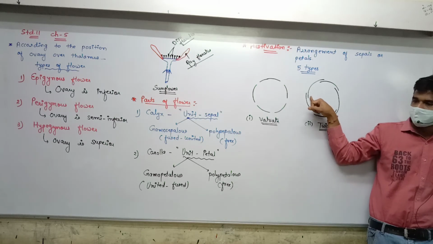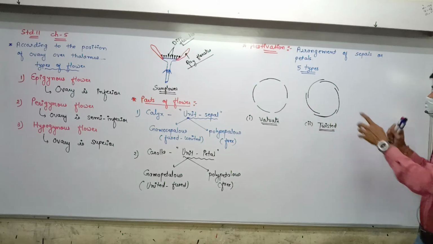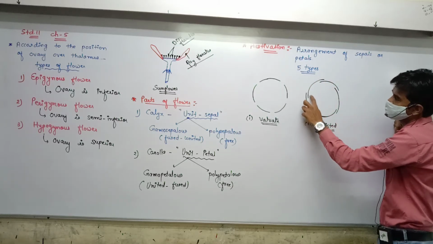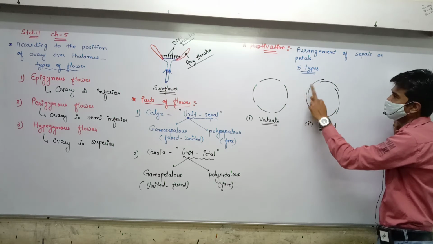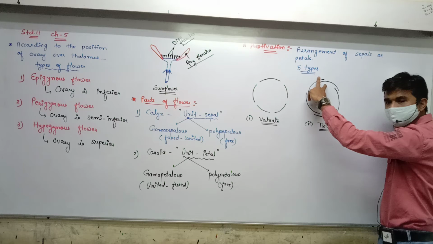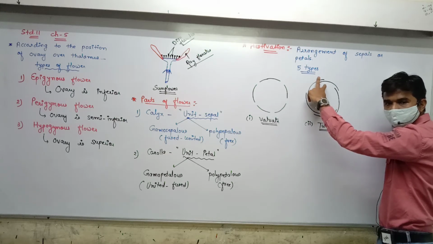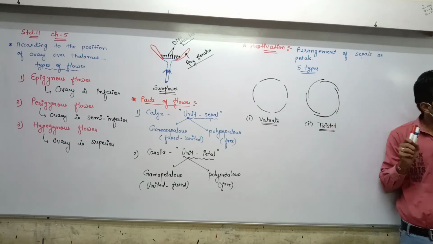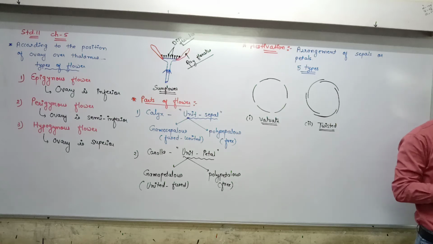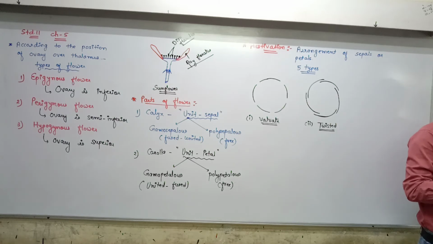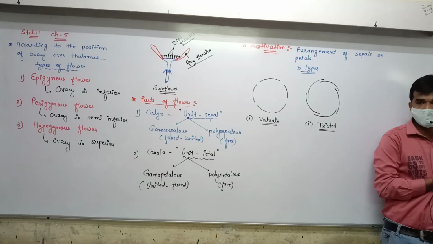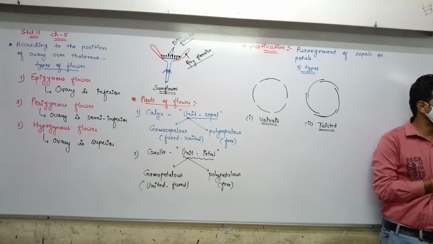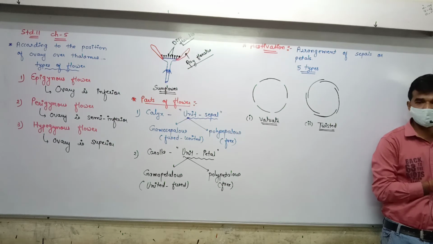Suppose, for example, if you take this unit, either sepal or petal, the one end is covered by another one and another end covers another. One end is connected, covered by another, and another end covers another, like that. Okay, so this is about the twisted type of the excavation.